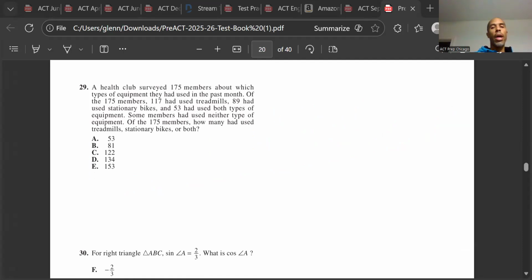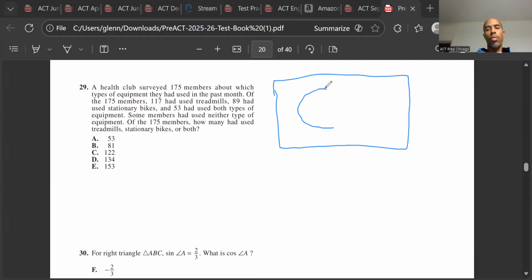So if we did a Venn diagram of this, that might help you. A Venn diagram, and then we draw our two circles. This circle could represent people who use the treadmill, and this one could represent people who use the stationary bikes. So 175 total.